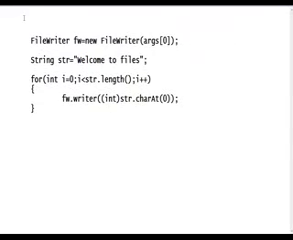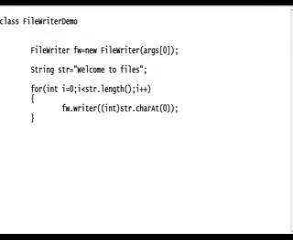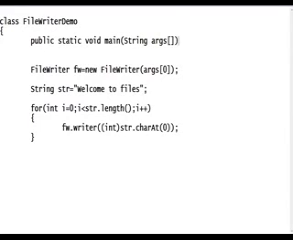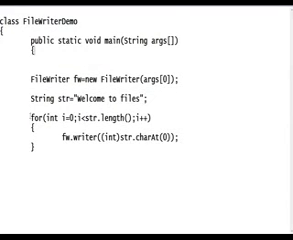See this. Class FileWriterDemo. public static void main, program execution starts with main, String arguments. See, you can close the file also. How to close? fw.close.